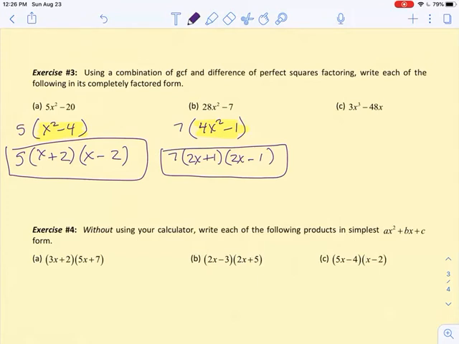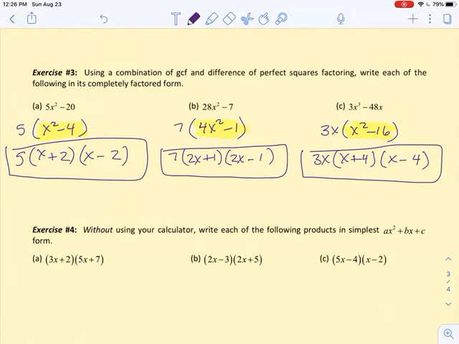And the last one, C, my greatest common factor, 3x cubed minus 48x. They both actually have an x, so don't forget to pull out the x, and they're both divisible by 3. So I'm going to factor out a 3x. That's going to leave me with x squared minus 16, and the x squared minus 16 is the difference of two perfect squares. So the 3x is hanging out in front. I write my two sets of parentheses. X times x is x squared. 4 times 4 is 16. One's a plus, one's a minus.